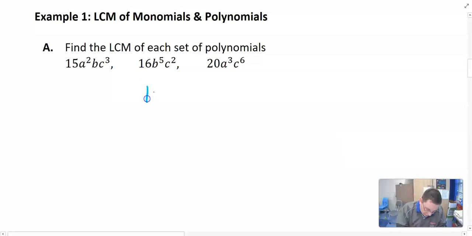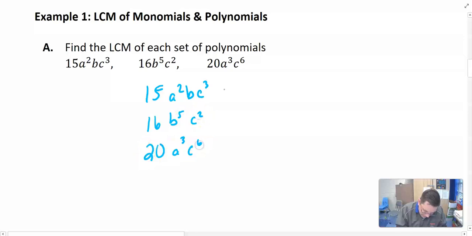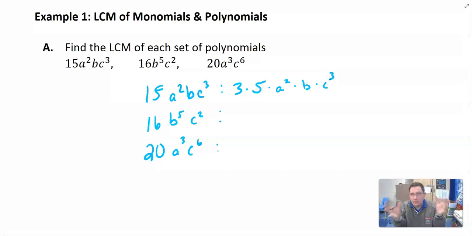So we're going to list out our three numbers. We've got 15 a squared b c cubed. We've got 16 b to the 5th c squared. And we've got 20 a cubed c to the 6th. And we're going to break this up into its prime factors. So what times what gives us 15? Well, that's 3 times 5. Now, the variables, we'll spread them out a little bit, but we have them all still written out. And we're going to leave the powers on them. We're not going to write like a times a times a. We want to leave the a's together, the b's together, and the c's together.